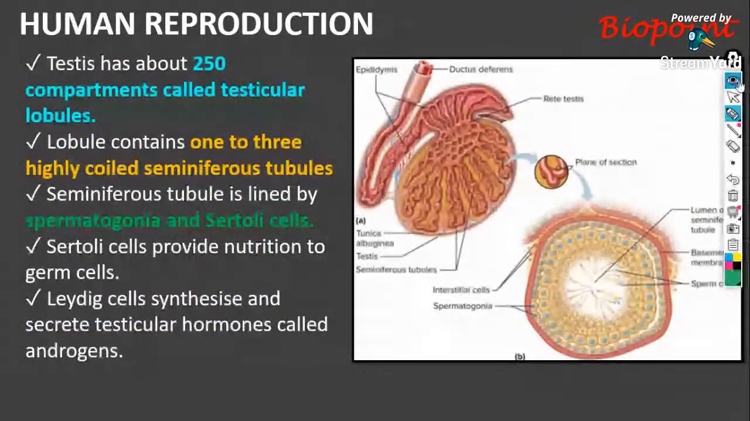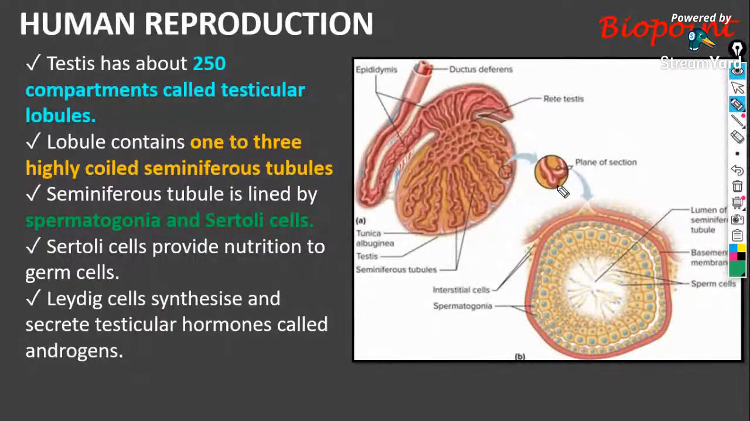This is extra information, actually the extra information of today's class. Guys, as I have told you, testis is a particular organ that produces the male gamete. Testis has 250 compartments called testicular lobules. How many subcompartments does the testis have? 250. MCQ. Testis has 250 compartments called testicular lobules.